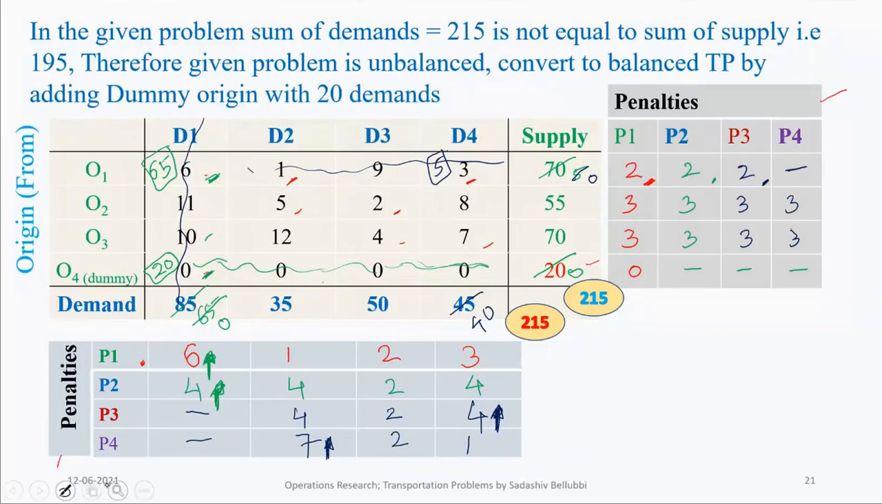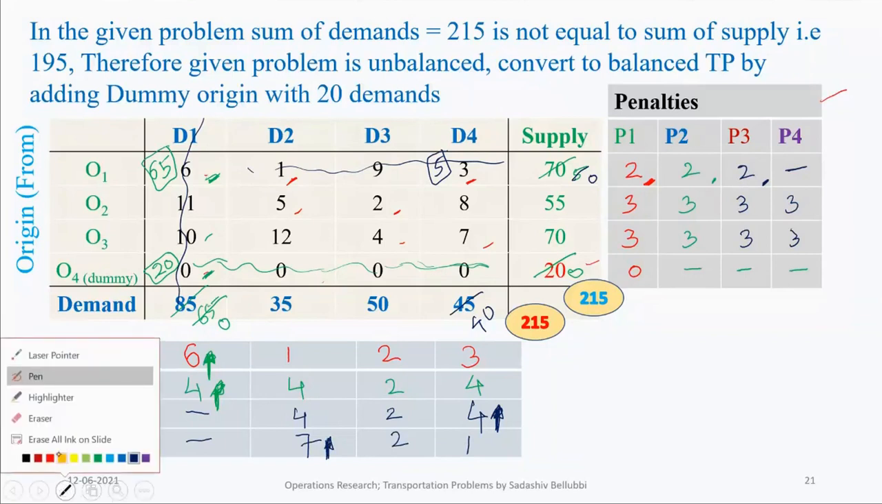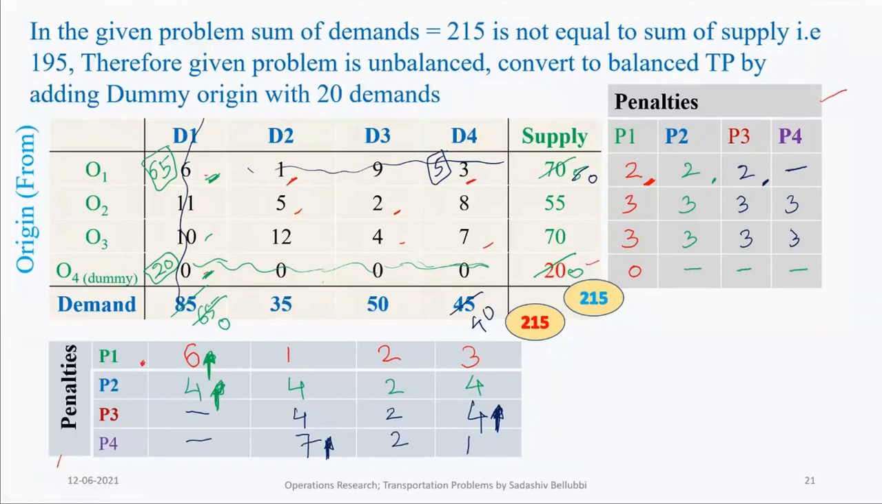Once you identify the 7 as the highest penalty, in this column, what is the least number? 5 is the least number. For that 5, what is the supply and demand? Supply is 55, the demand is 35. We need to allocate the 35. If you allocate 35, then the demand will be 0 and the supply will be 20. Even this second column is also cancelled.